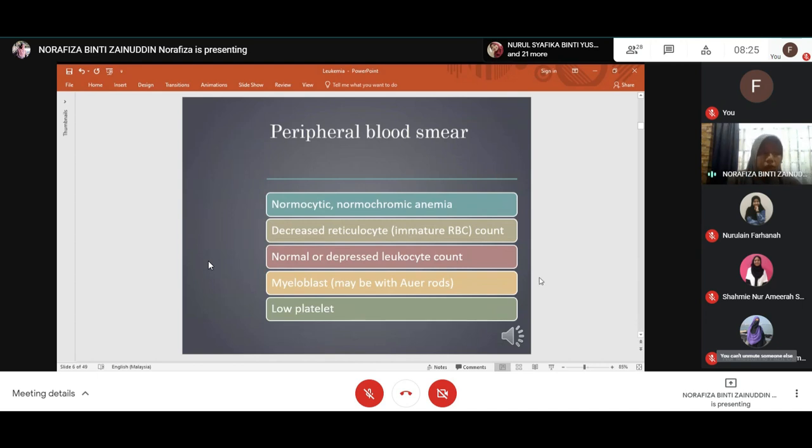On peripheral blood smear, patients present with normocytic normochromic anemia, which means that the size of the red blood cell is normal, the concentration of the hemoglobin in the red blood cell is normal, and there will be decreased reticulocytes, which are immature erythrocytes, and normal or depressed leukocyte count, myeloblasts. Sometimes it may present with Auer rods and also low platelets.